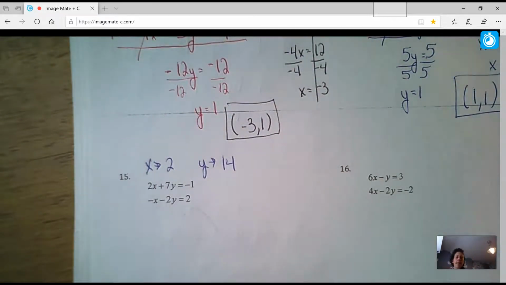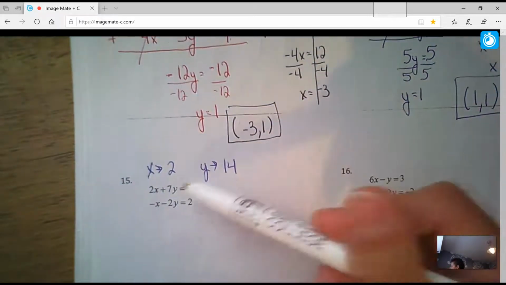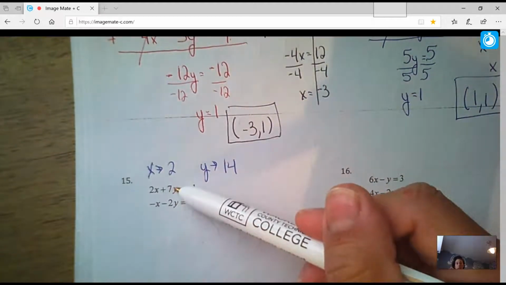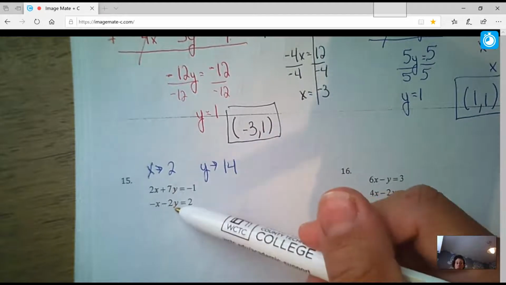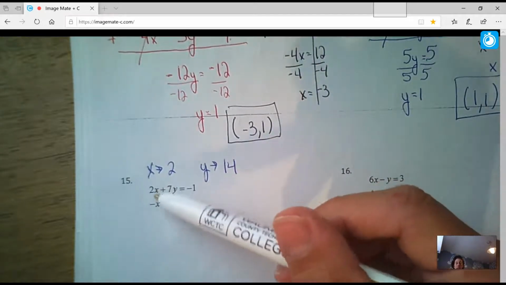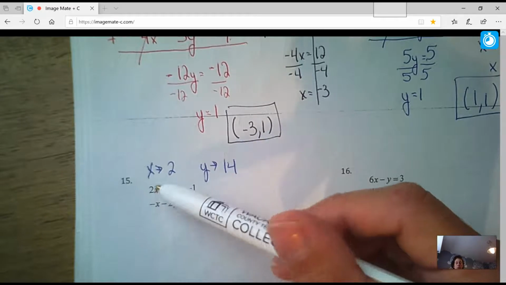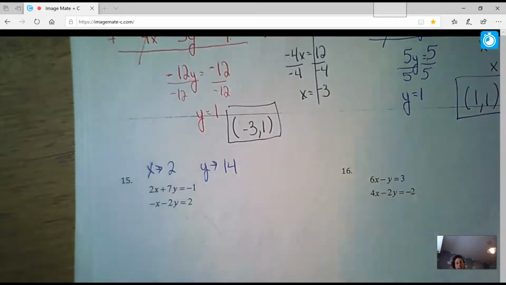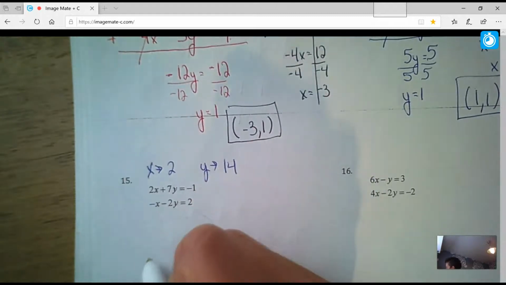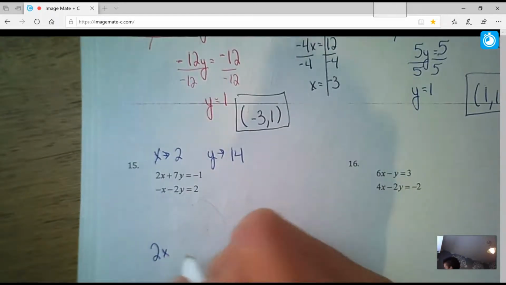So when I look at what's the least amount of work, if I decide to change the y's, I have to change this into 14y, and I have to change maybe this one into negative 14y. So I have to change both equations. What I'd rather do is change the x's, because if I can make these both 2, well, one of them already is the 2x, so I don't have to change it, so it's less work. So the top one I'm not going to rearrange, I'm just going to rewrite it down here.